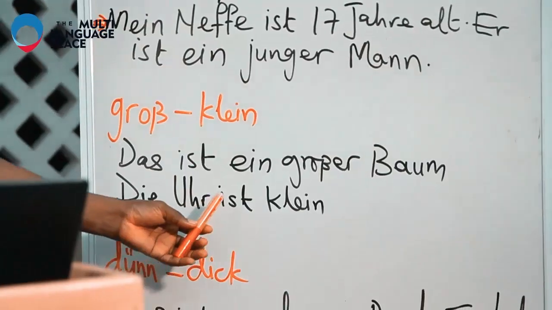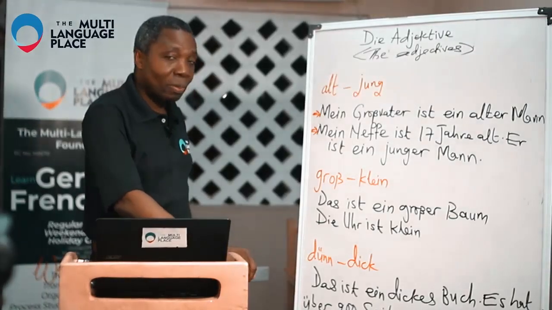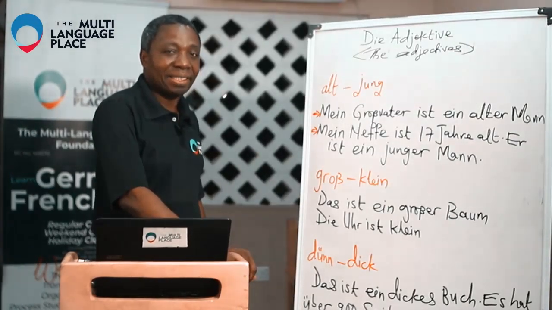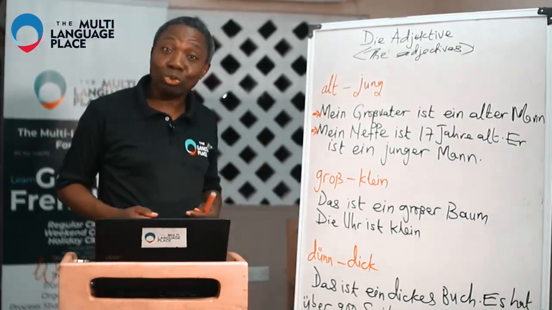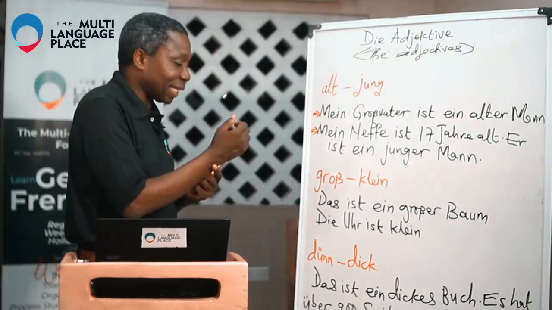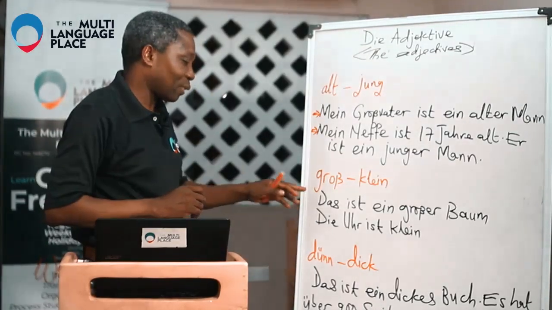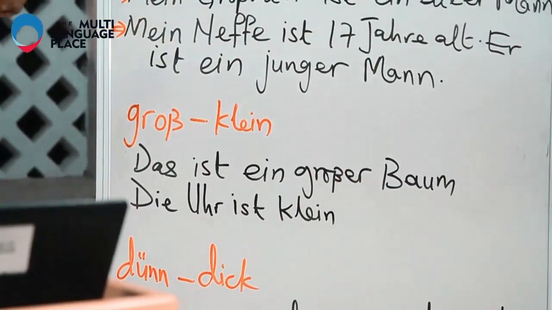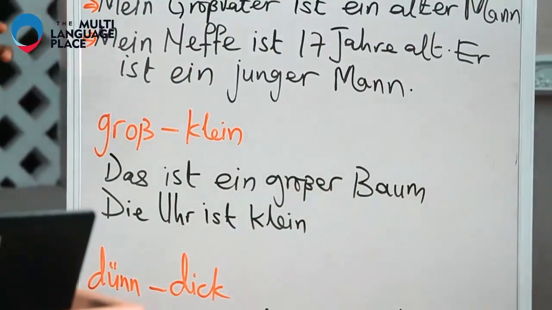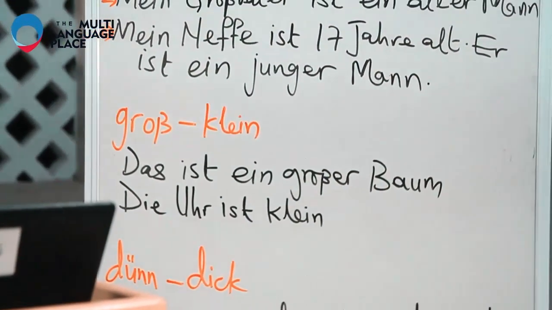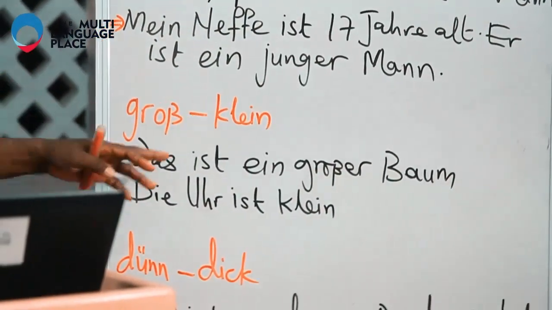Die Uhr ist klein. Well, it depends on the kind of Uhr. There is Armbanduhr. There is Uhr. Yeah, we're saying the clock or the wristwatch is small. And the first one is, that is a big, very fat tree. So we have groß, klein, big, and then small.